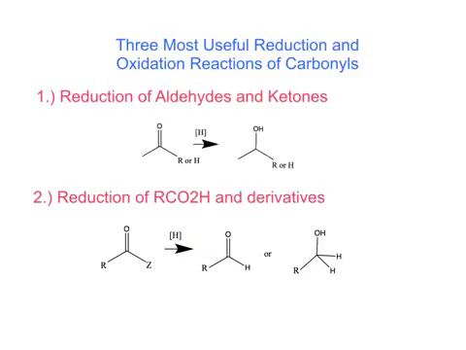We will now look at some of the more useful reductions and oxidations of carbonyls. In the first example, the aldehyde or ketone can be reduced to an alcohol. In the second example, we see a carboxyl group being reduced to an aldehyde or an alcohol. In both examples, this occurs by adding a proton to each starting molecule.